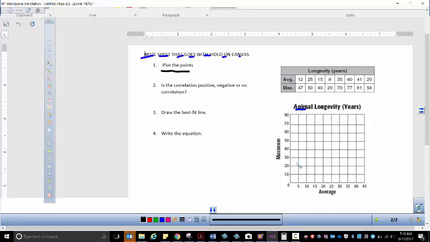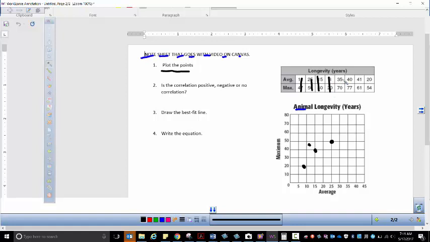12, 47. So we're going to approximate today. So we have 12 and 47. And our next one is 25 and 50. And our next one is 15 and 40. And our next one, so we've done these three, is 8, 20. So make sure you're doing this on your paper. So I'm going to 8 and then 20. So right now you should have 4 points.